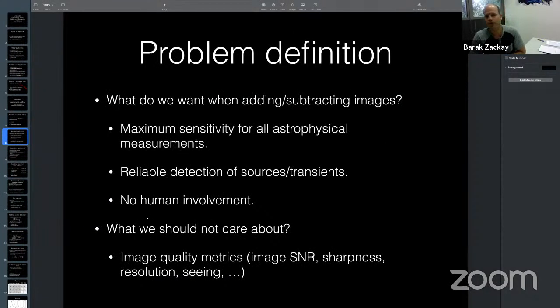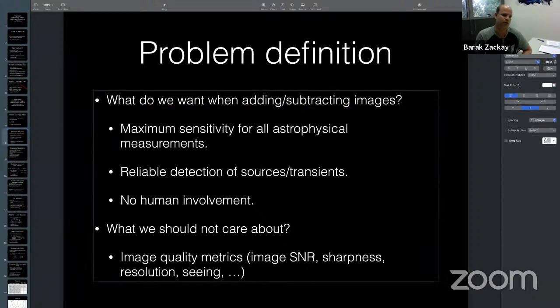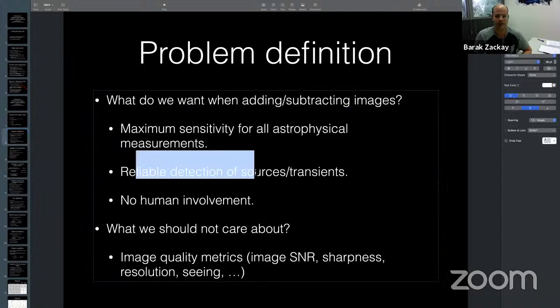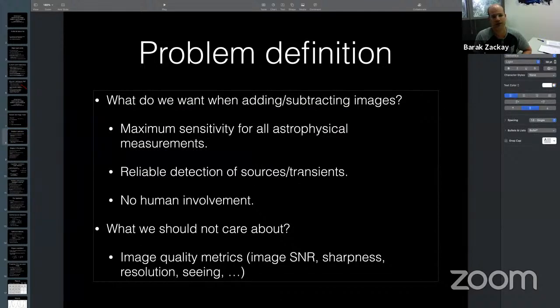So let's define the problem. What do we want when we add images? What do we really mean when we add images? So where does the addition operation come from? We are all astronomers. We don't actually care about adding images. We care about getting astrophysical measurements done. We care about reliable detection of sources or transients.